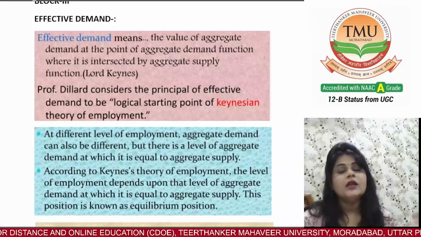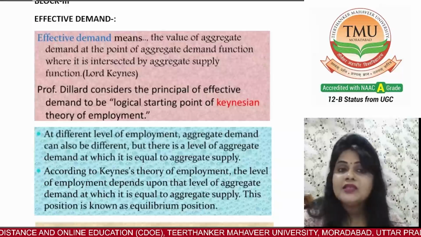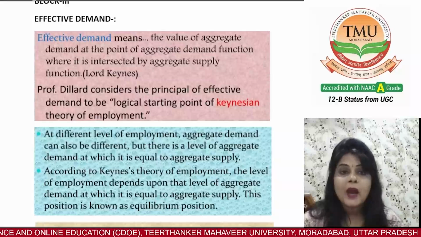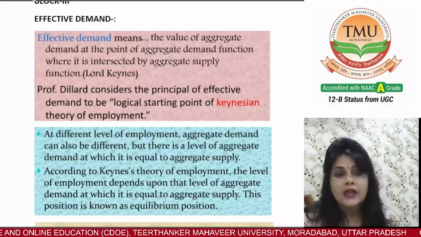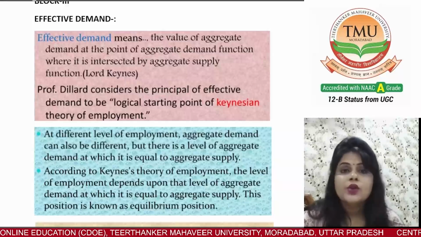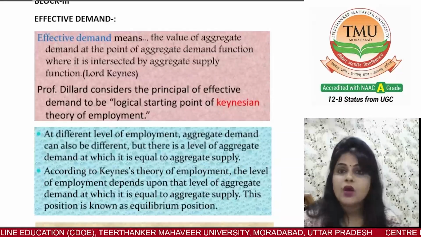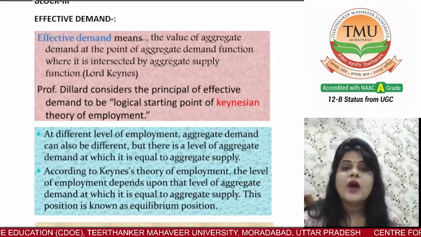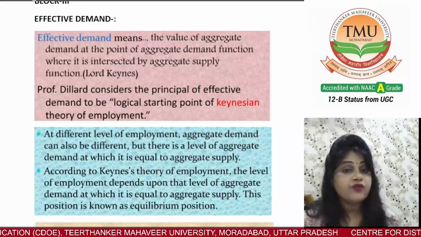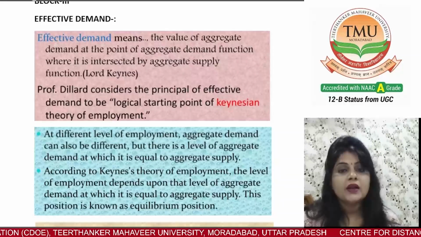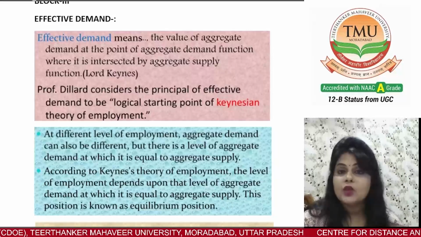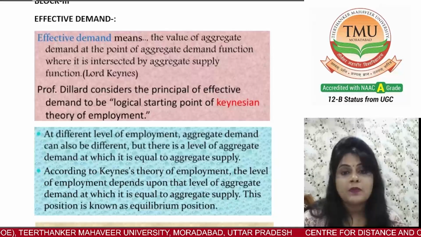If we take demand, what is demand? Demand means desire. It becomes effective when income is spent in buying consumption goods and investment goods. Keynes used the term effective demand to denote the total demand for goods and services at various levels of employment. Different levels of employment represent different levels of aggregate demand, but there can be a level of employment where effective demand equals aggregate supply.